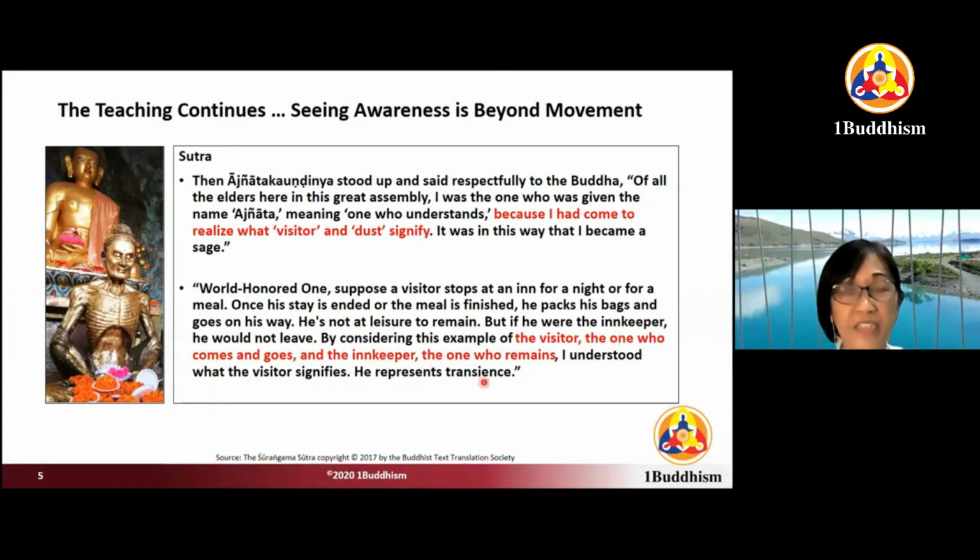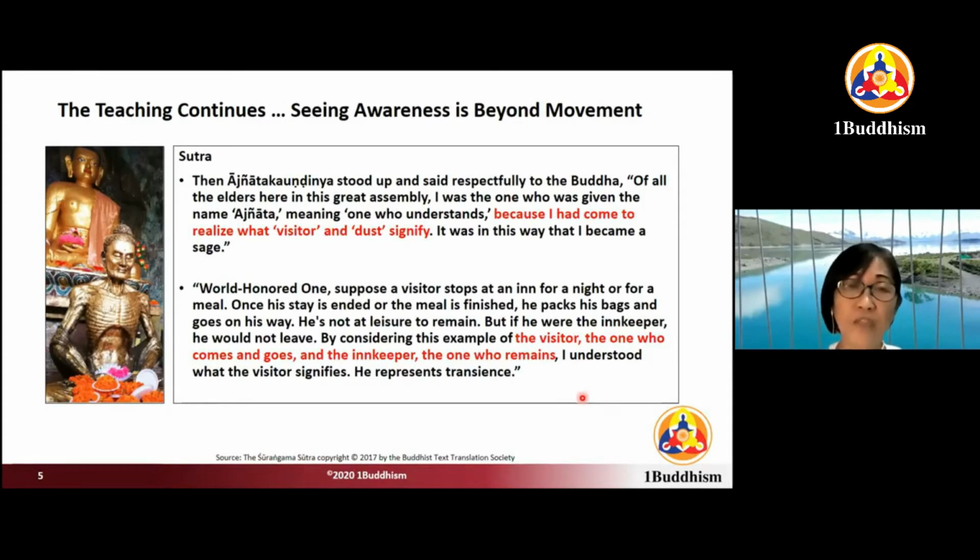He represents transience. Venerable Ajnata Kaundinya had the realization of the difference between a visitor who changes or is transient and an innkeeper who remains. So the visitor means thinking, mental processing, the illusory mind, whereas the innkeeper represents the pure nature and bright substance of the true mind.